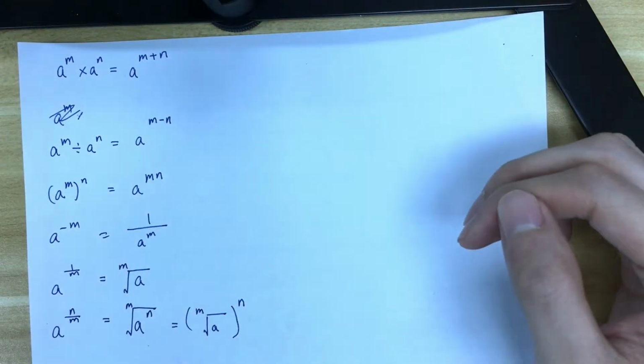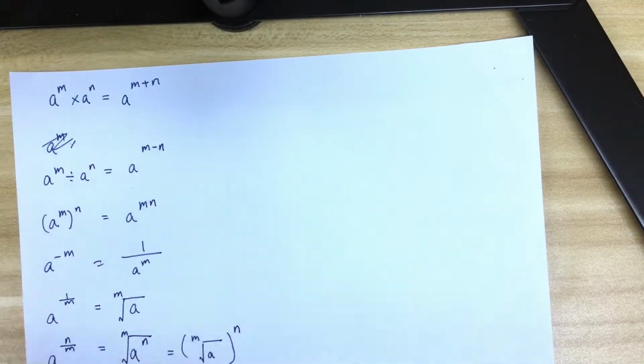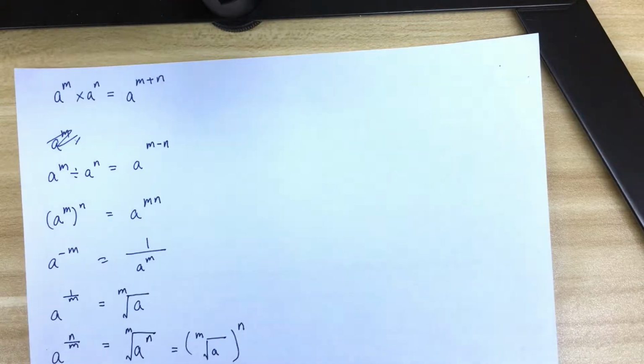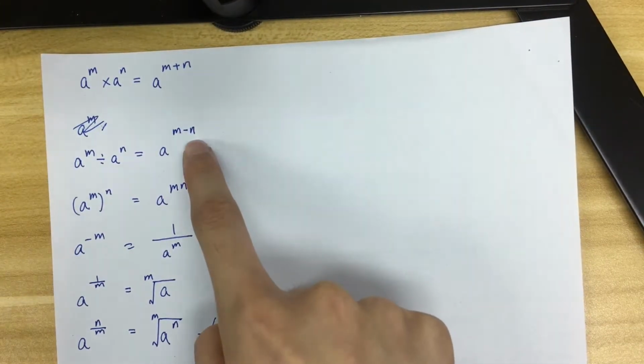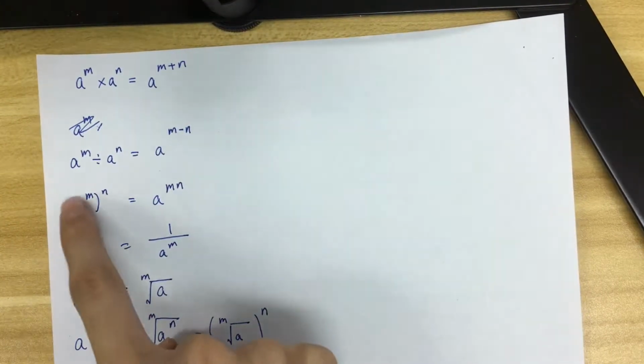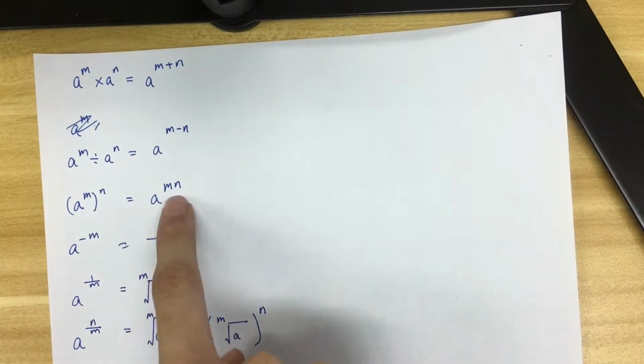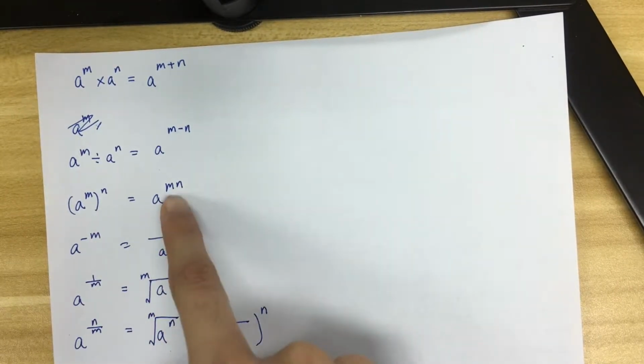So these are the rules. I'll go through them. a to the power m times a to the power n equals a to the power m plus n. That's the first rule. If you divide, that will be m minus n. If you're talking about a bracket to the power of something, you multiply, m times n.